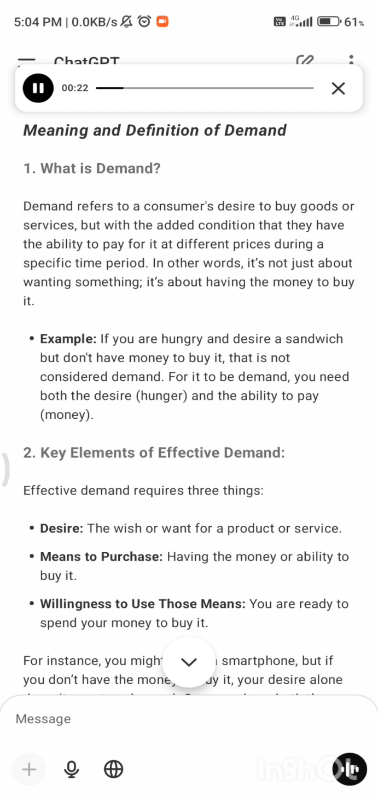Example: if you are hungry and desire a sandwich but don't have money to buy it, that is not considered demand. For it to be demand, you need both the desire, hunger, and the ability to pay, money.